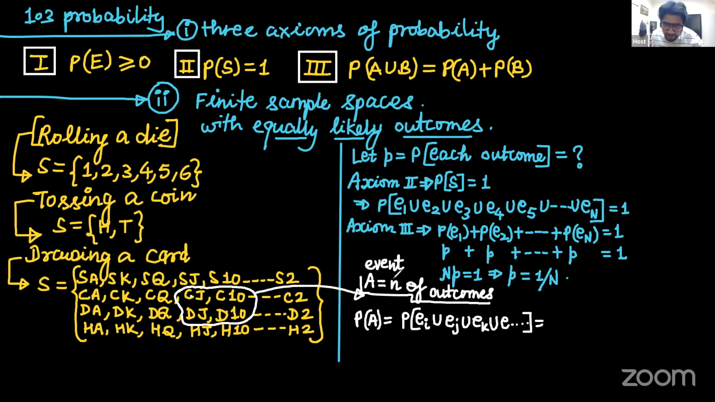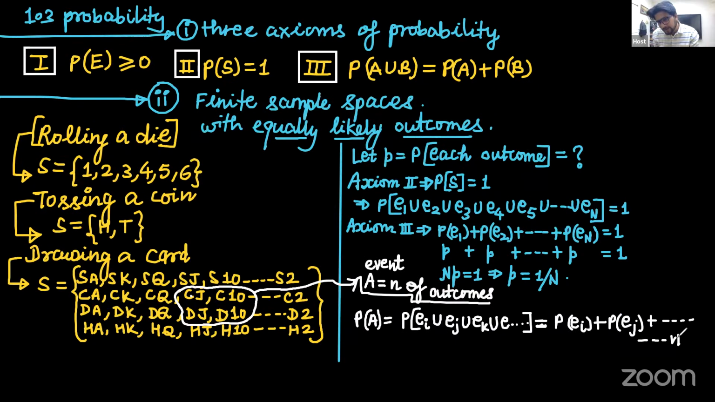So let an event A be satisfied by satisfying small n number of elements. I'm just defining an event A that is satisfied by satisfying small n number of outcomes. Then it can be written as the union of those small n number of outcomes. Now, from axiom number 3, the probability of the union is equal to the sum of the probabilities of each possible outcome, all those small n number of outcomes.